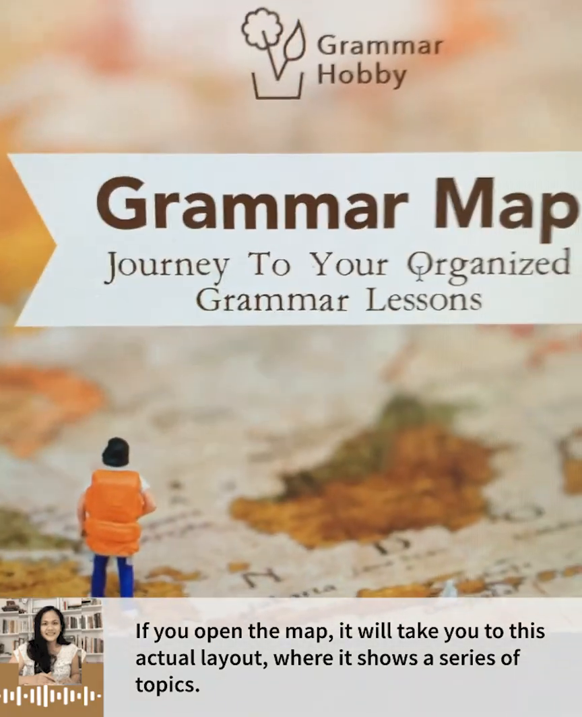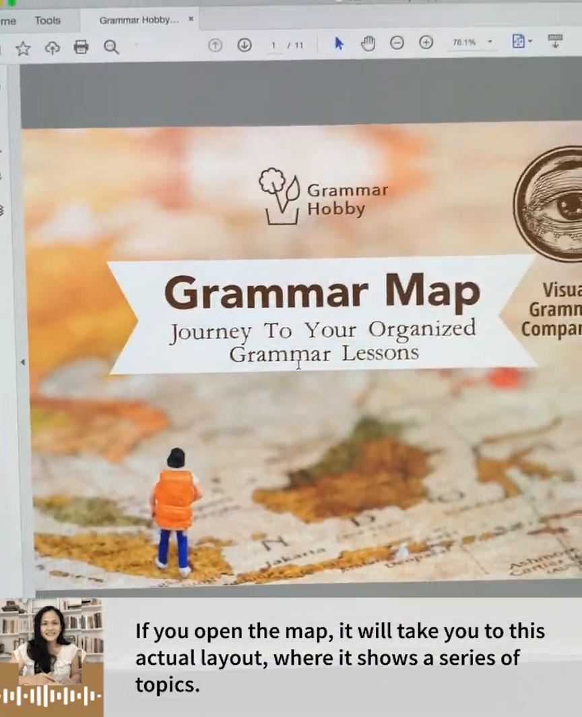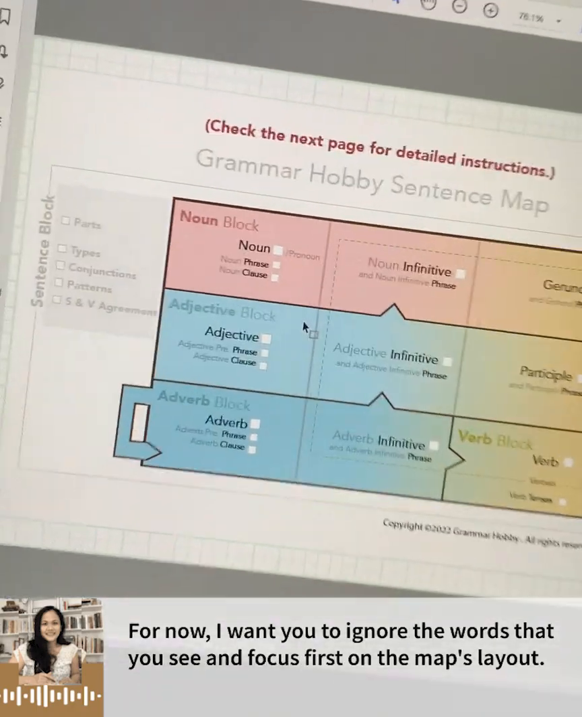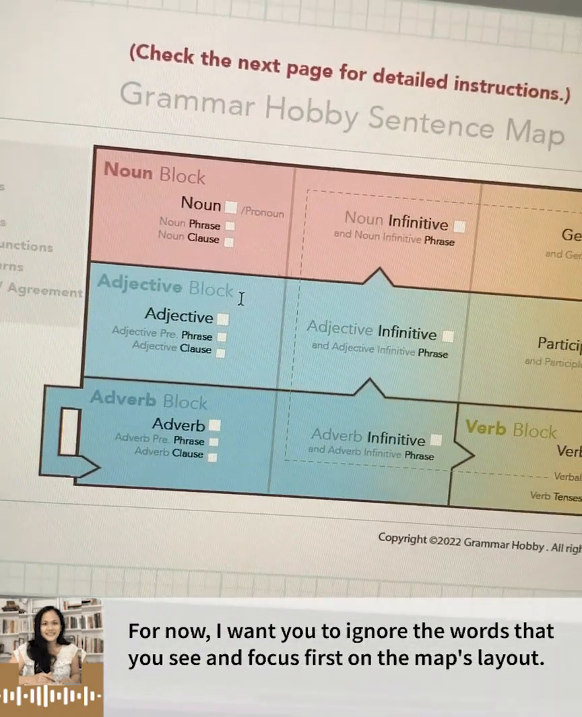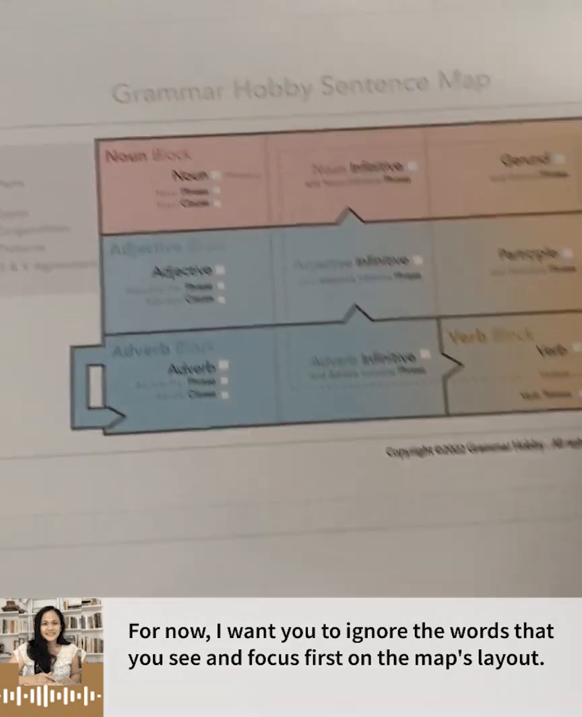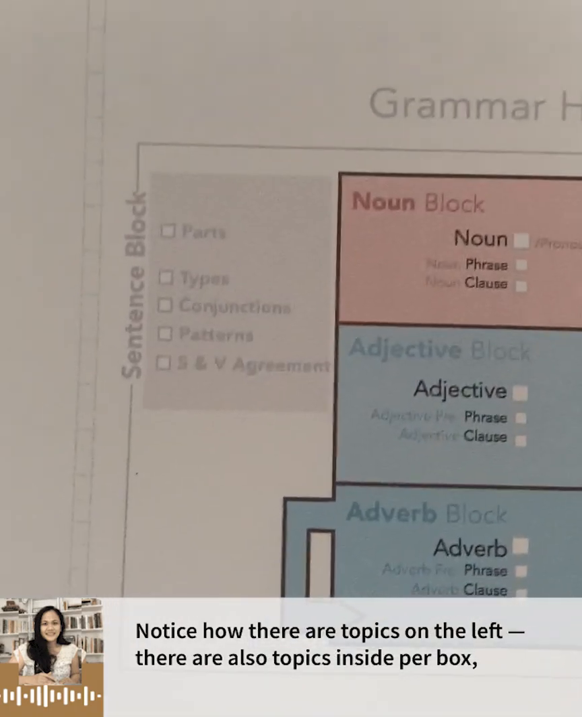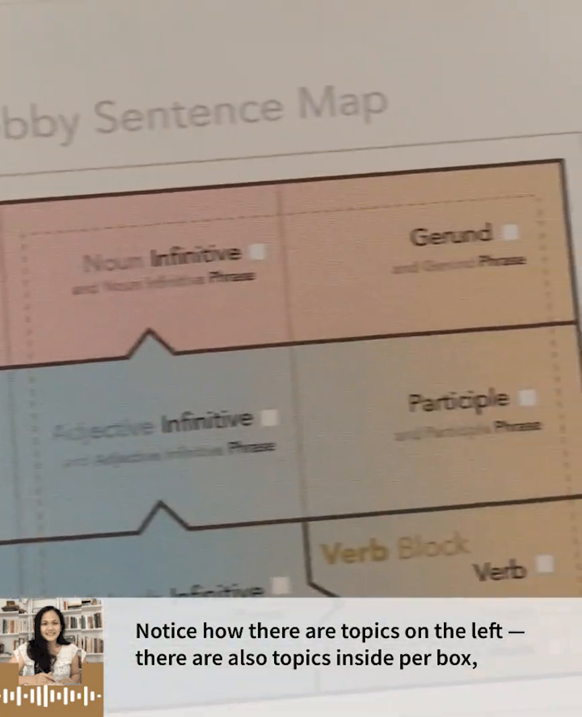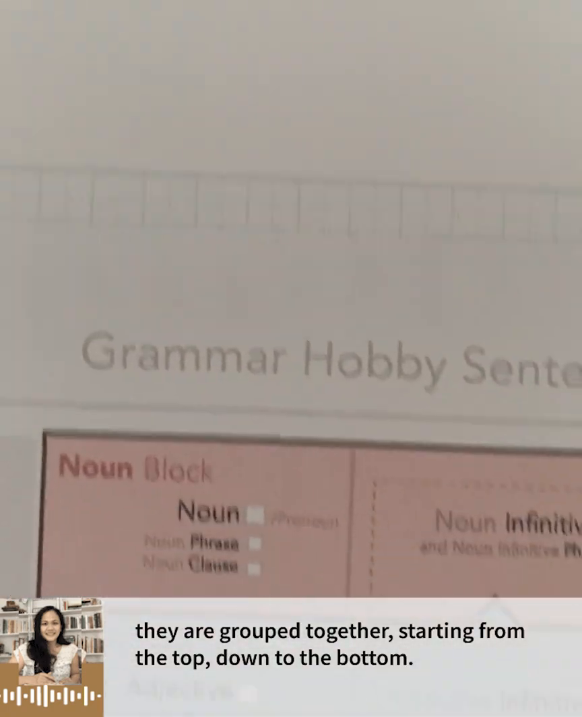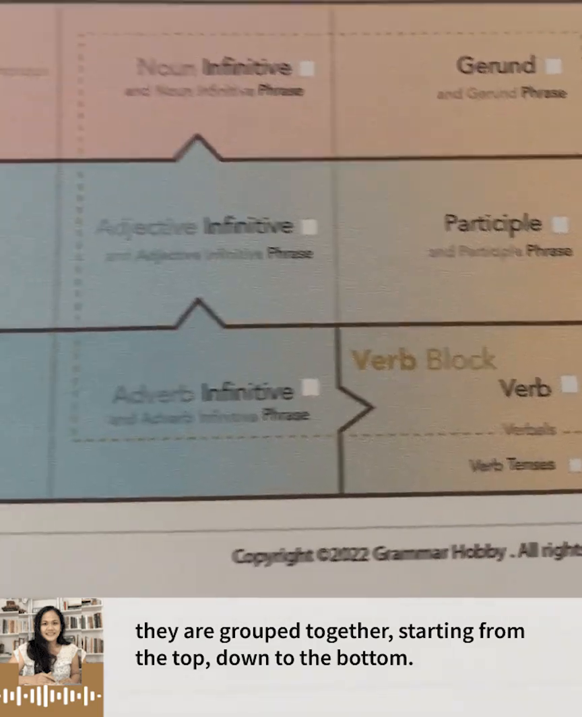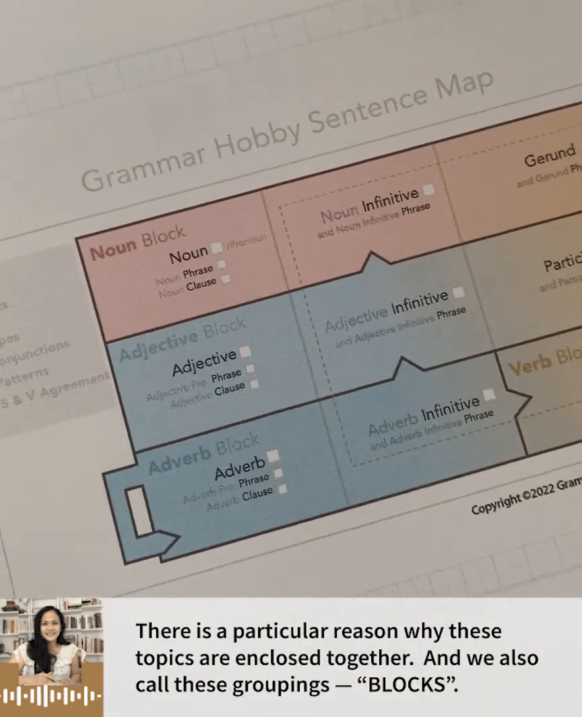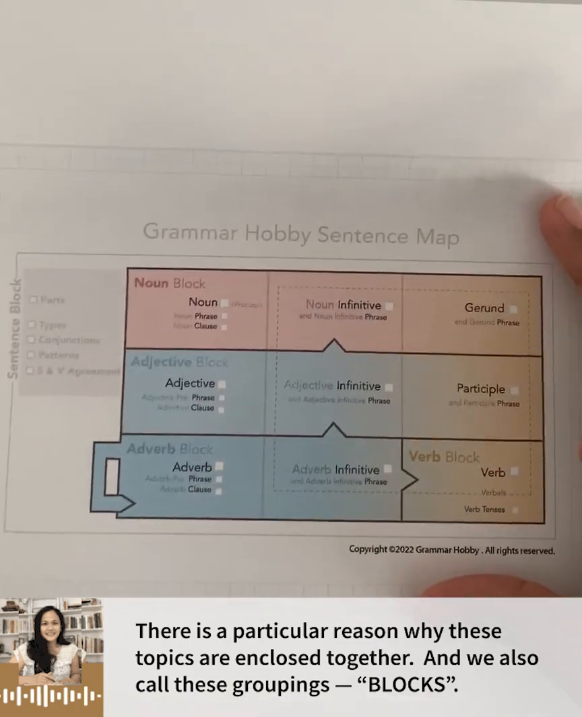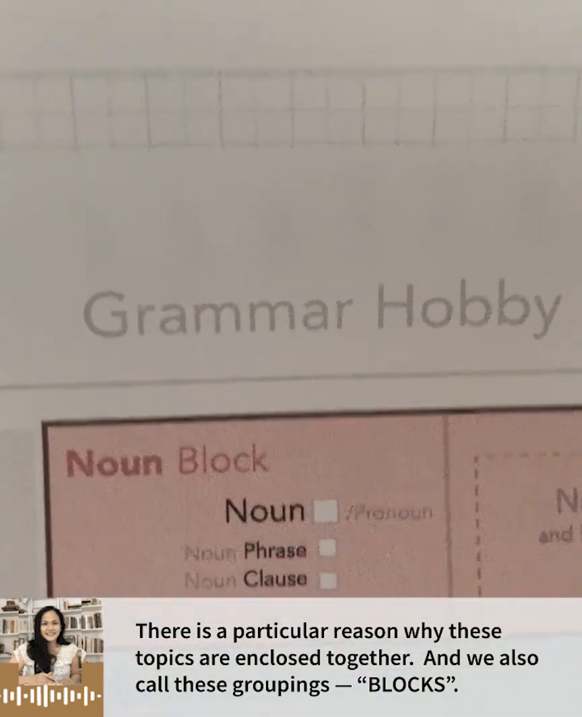If you open the map, it will take you to this actual layout where it shows a series of topics. For now, I want you to ignore the words that you see and focus first on the map's layout. Notice how there are topics on the left. There are also topics inside per box. They are grouped together, starting from the top down to the bottom. There is a particular reason why these topics are enclosed together, and we also call these groupings blocks.